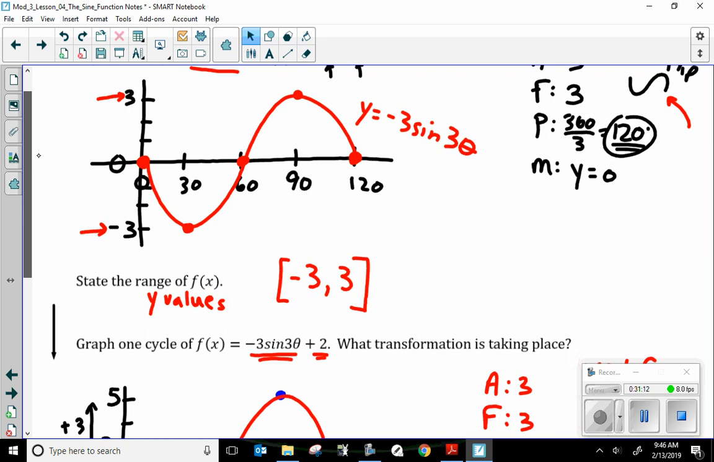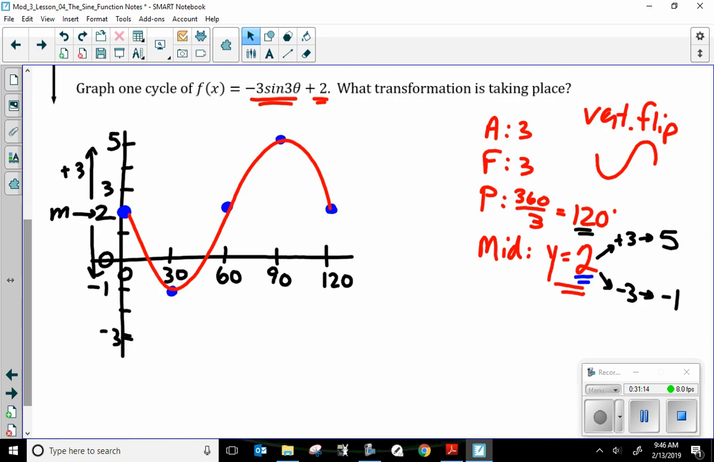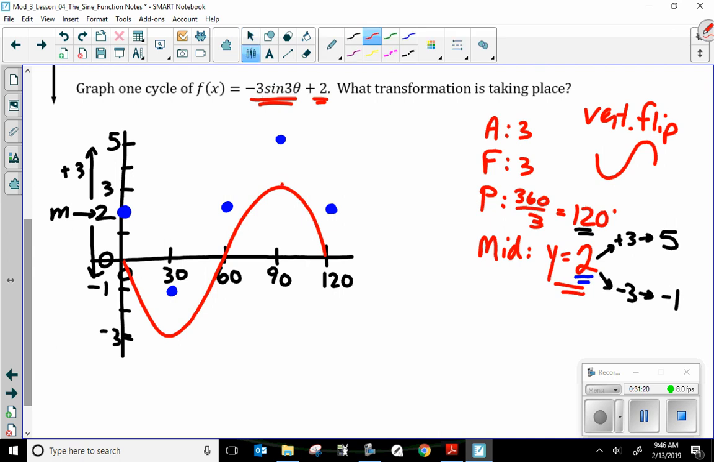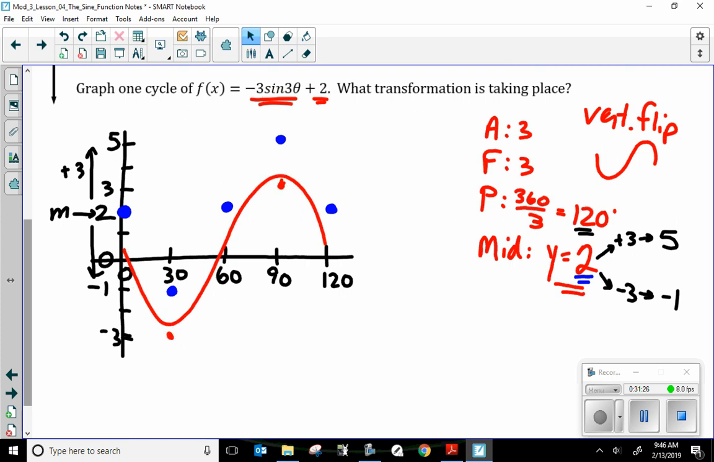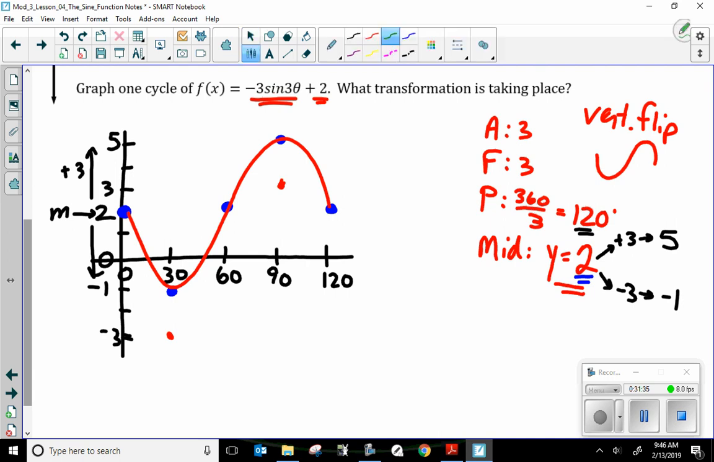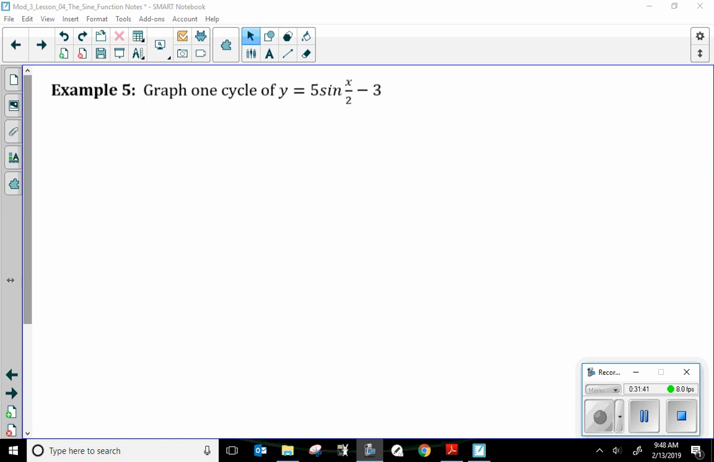The middle was the x-axis, or y equals 0, and it just moved up 2. So this was right here. It went up to 3 and down to -3. But I took all those dots and moved them up 2 spots. That's what the midline does. It actually moves it up or down, and we move that whole graph up 2. Okay? So now you're kind of getting a feel for what it does.